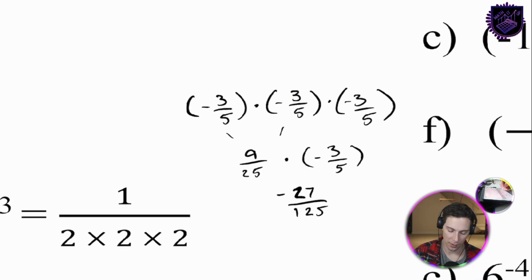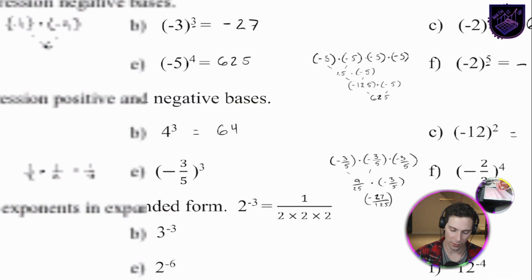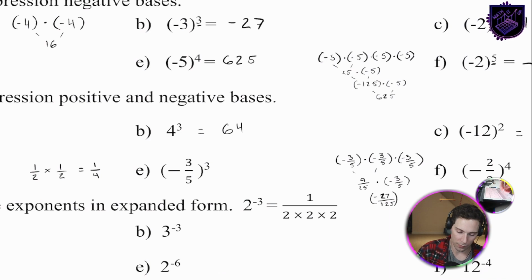Now, do 27 and 125 have a common number in them? I don't think so. Greatest common factor greater than 1? I don't think they do. I think it's just -27 over 125. So, answer is -27 over 125.